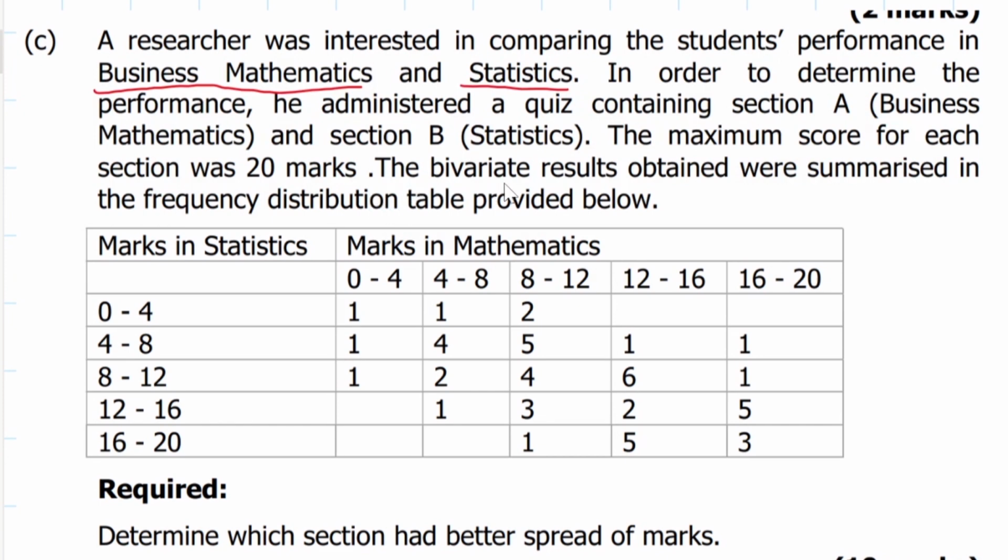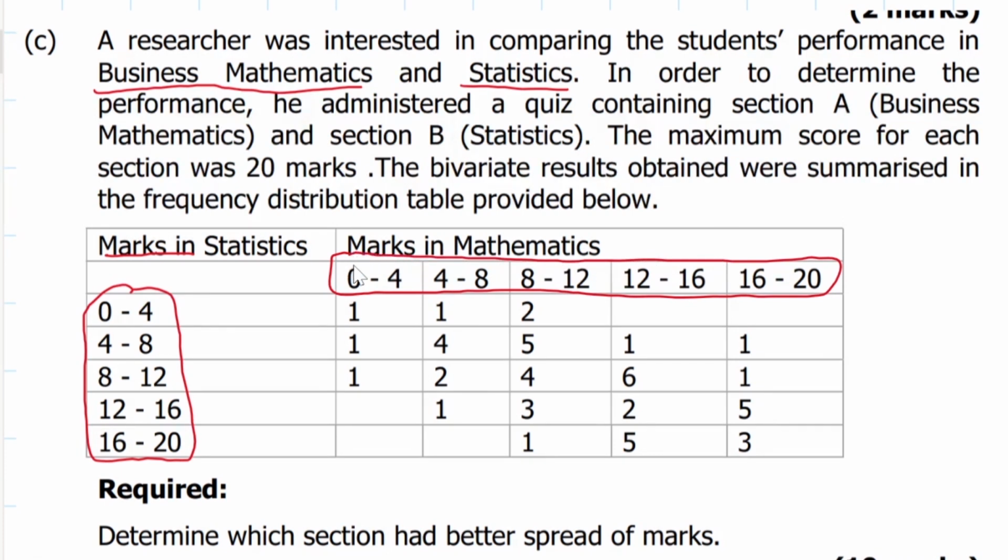Okay, so the results obtained were summarized in a frequency distribution table below. So what you're seeing here is we have marks in statistics and then marks in mathematics. You realize that the classes here are the same classes right there. This is more like a table that has been presented 2 in 1.